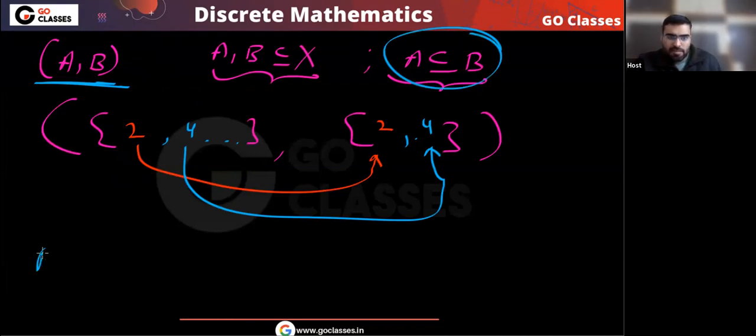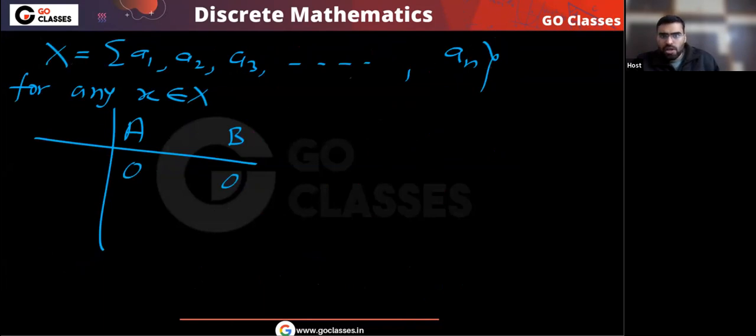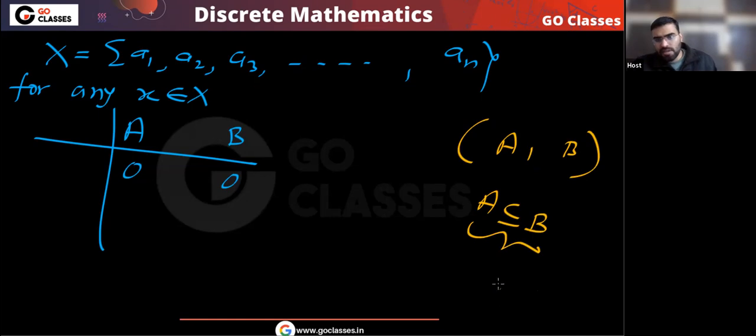For example, maybe A is this and B is this, and this is fine. There is no problem here, because you can notice A is a subset of B. So now in the set we have total n elements, and we want these types of pairs A comma B where A must be a subset of B. What does it mean? It means that if some element is in A, then it should definitely be in B.